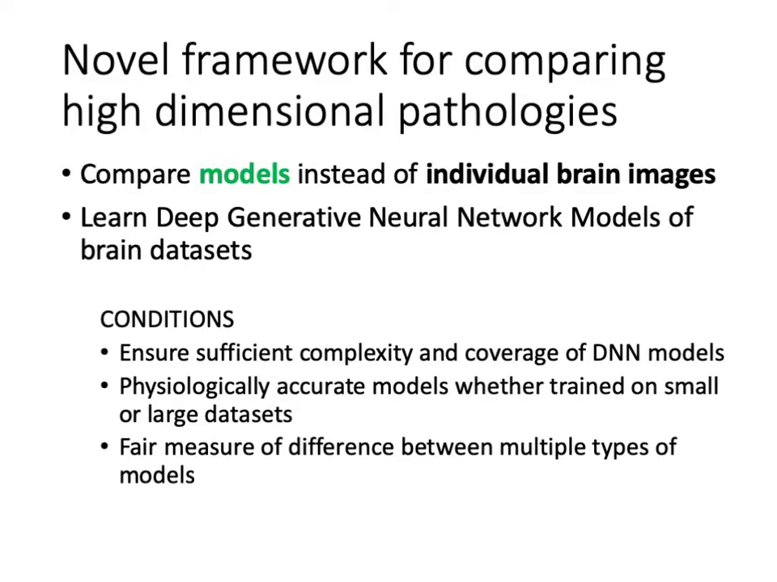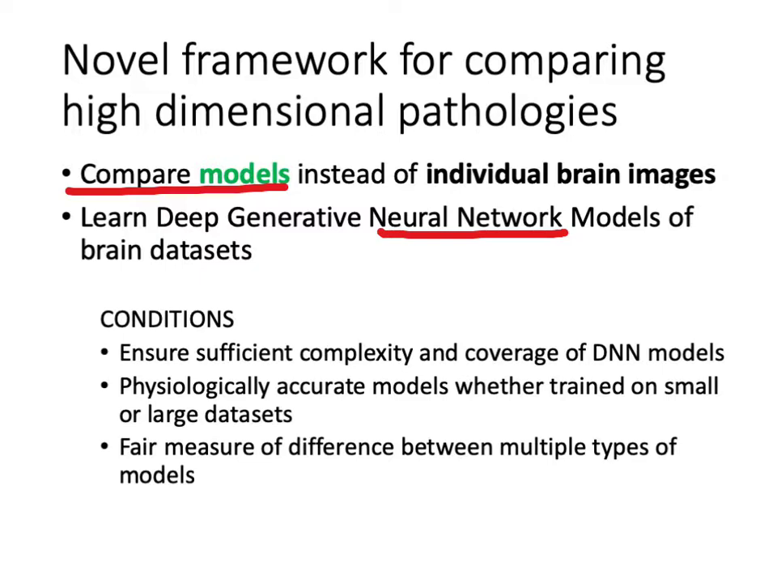Instead of comparing individual brain images with measurements at individual space and time points, I propose that we should use deep neural networks to create statistical models of the data set. So multiple statistical models of the data set, each with slightly different assumptions to complete the undersampled space, and we should instead compare the models for statistical testing instead of the individual brain images.